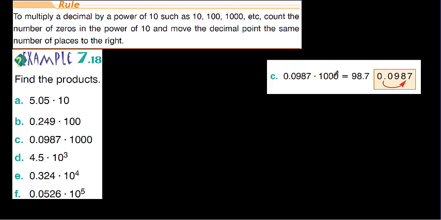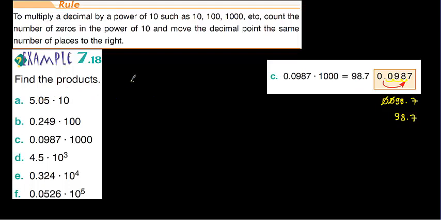So 0.0987 times 1000 means you are going to move this decimal point 3 units right. 1, 2, and 3. So it should be between 8 and 7. When you write it, the term becomes like this, 0098.7. But if there is no decimal point, it means that before 9 you cannot write zeros. So 98.7 must be our answer.